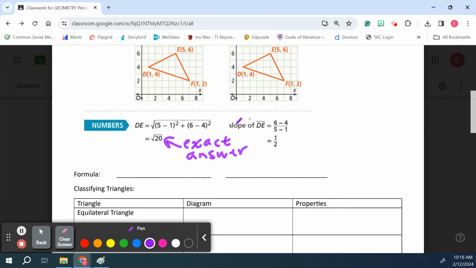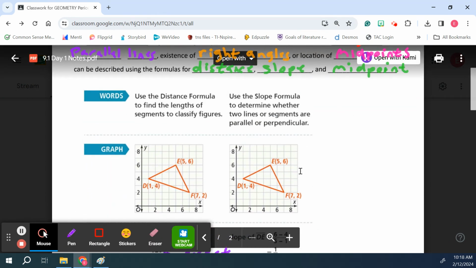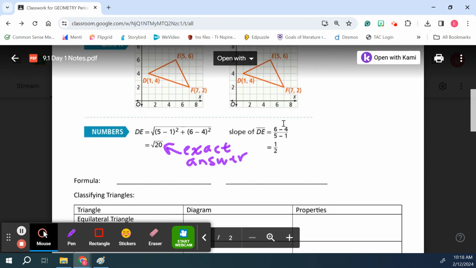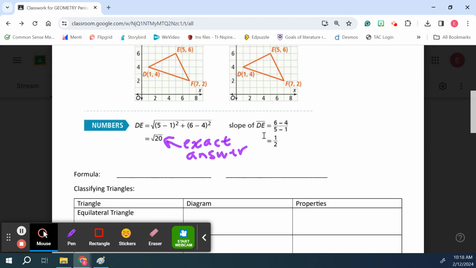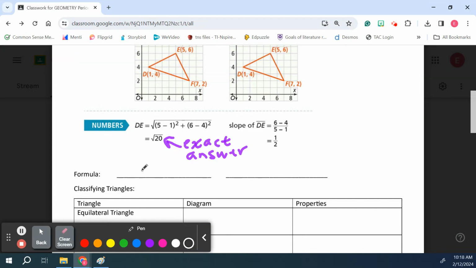And now the same thing for the slope to determine if these are parallel or perpendicular, that's going to help us with the angles. All right, so in this case, using the slope formula, there would be your exact answer. So the distance formula, just recall, is d equals the square root of x2 minus x1 squared plus y2 minus y1 squared.